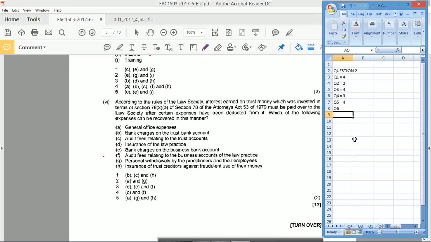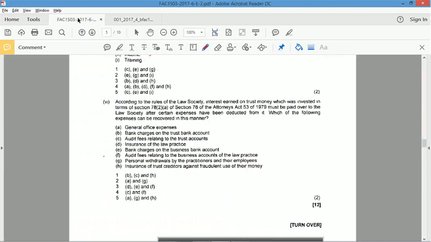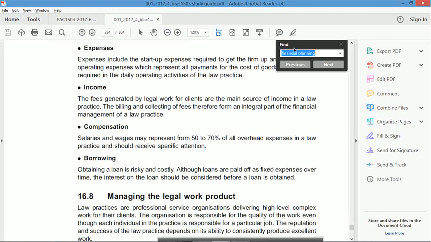Question 6. According to the Law Society, interest earned on the trust money which was invested in terms of section 78 2A of section 78 of the Attorneys Act must be paid over to the Law Society after certain expenses have been deducted from it. Which of the following expenses can be recovered in this manner? Okay, this is very specific to the Act. We need to check that. What's the focus here? Interests.